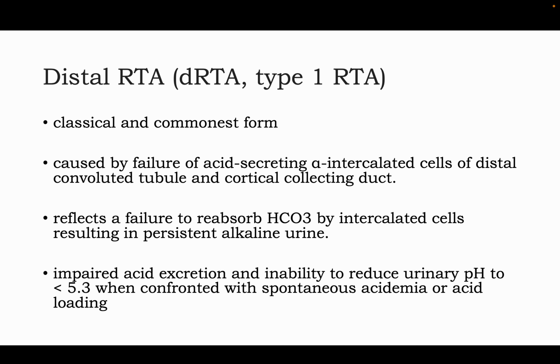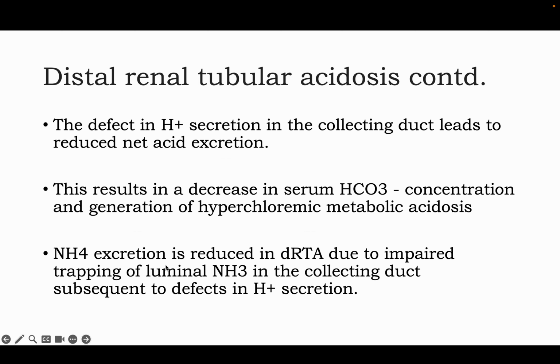So this is the distal RTA. This is due to the acidification defect in the distal tubule, whereas proximal RTA is due to the bicarbonate reabsorption defect. Distal RTA is due to the acidification defect in the alpha intercalated cells. So there is an inability to bring down the urine pH below 5.3 in distal RTA. This is a defect in H+ excretion in the collecting duct, and a defect in ammonia NH4+ ion formation in distal RTA.